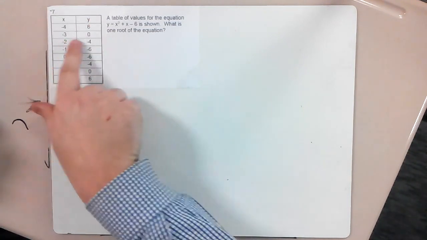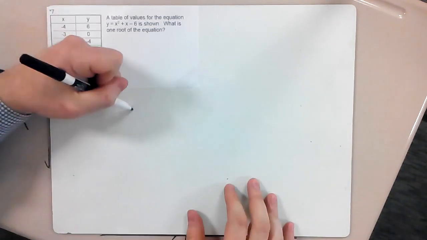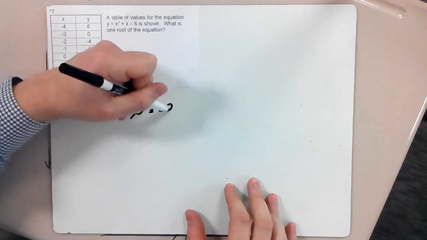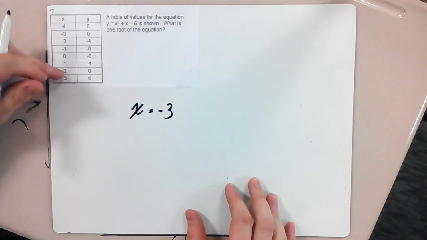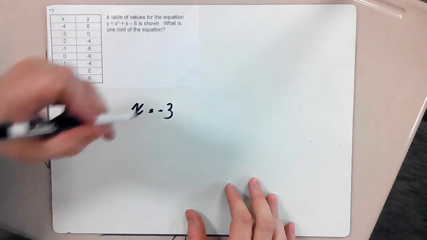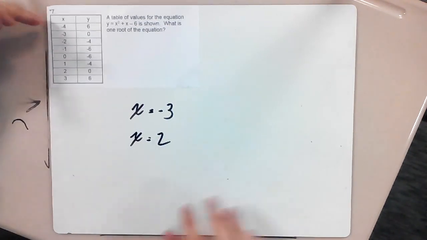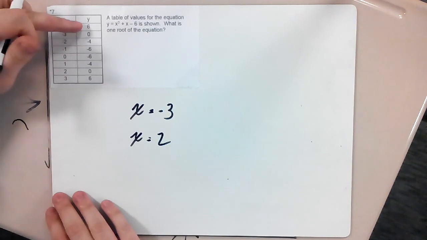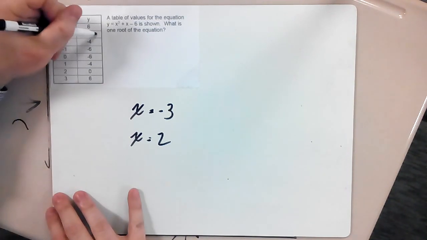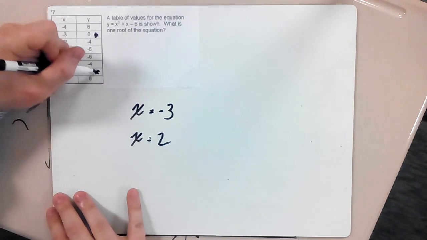Well, I go down, here's y equals 0. So x equals -3. And my other root is right here because y equals 0, and x equals 2. Another thing I would like to point out here is watch what happens as we go past the root. So the root's right here, and the root's right here.